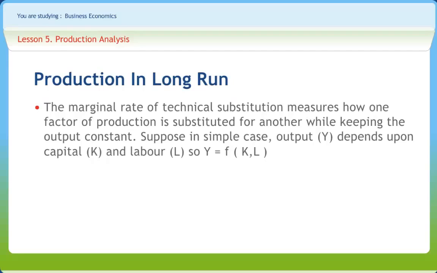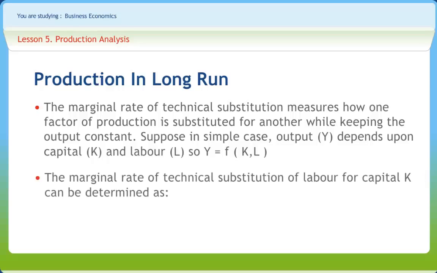The marginal rate of technical substitution measures how one factor of production is substituted for another, while keeping the output constant. Suppose, in a simple case, output Y depends upon capital K and labor L, so that Y is equal to F(K, L). And the marginal rate of technical substitution of labor for capital K can be determined as delta K upon delta L. We know that delta K can be written as delta Y upon delta L, and delta L can be written as delta Y upon delta K.